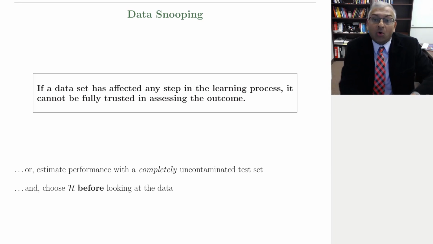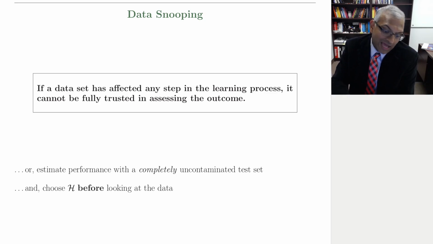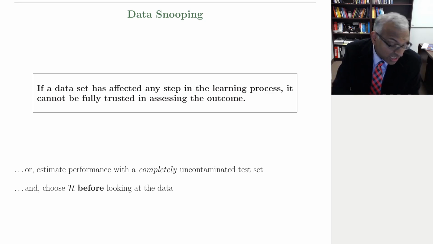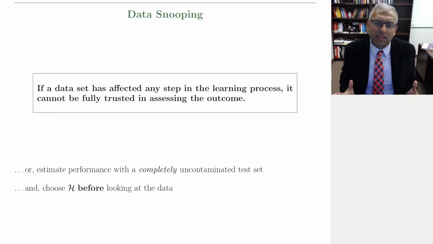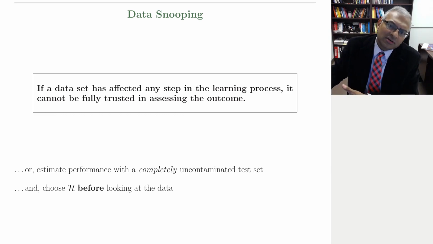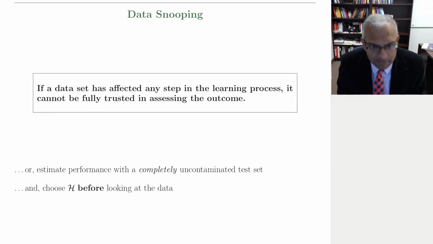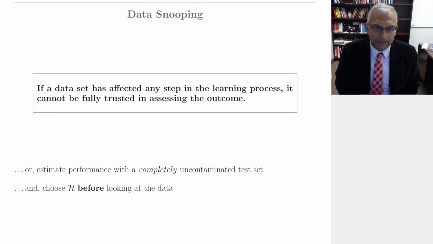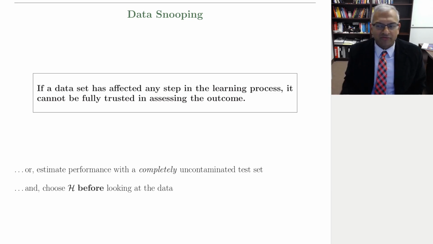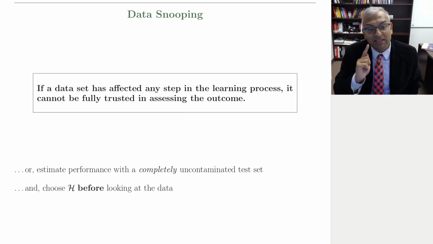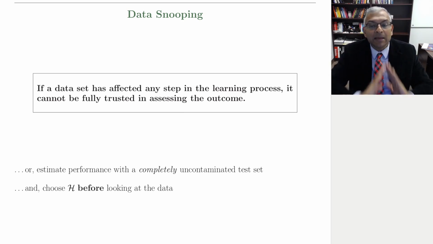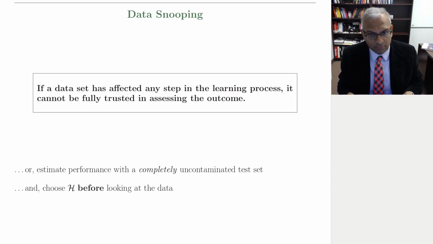And in order to make the data reliable in assessing the outcome of the learning, that's why we had to go through all that hard theory that linked the performance of the final hypothesis on the data that was used to generate the final hypothesis. That's why we needed all that hard theory. Now, if you really do want a trustworthy, unbiased assessment of the performance of the final hypothesis, you have to estimate the performance on a completely uncontaminated test set. So that's the operational principle that comes up from the data snooping principle.